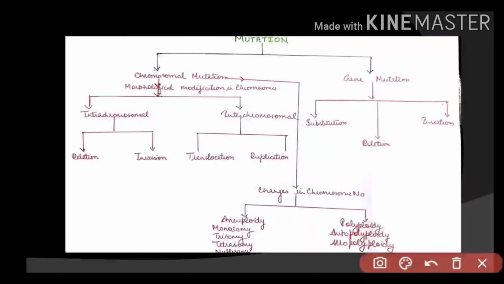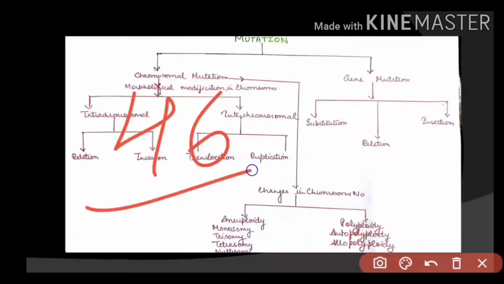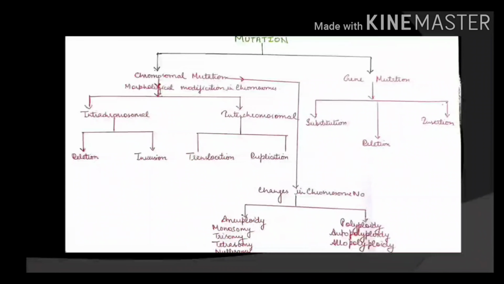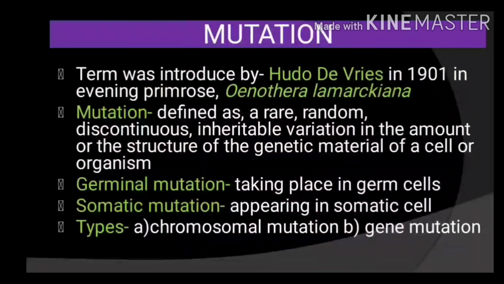For example, we have 46 chromosomes. Now if one chromosome is added at each set, how many chromosomes do we have? 46 plus 23 is 69 chromosomes. So now we have 69 chromosomes. So this is polyploidy. Okay, so this one is clear to you.